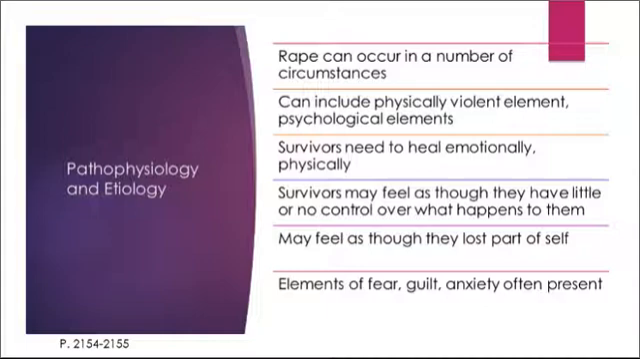Page 2154 to 55, pathophysiology, etiology. Rape can occur in a number of circumstances, can include physically violent elements, psychological. Survivors need to heal emotionally and physically. May feel as though they have little or no control over what happens to them, may feel as though they lost part of themselves. Fear and guilt. 1 in 5 women and 1 in 71 men have reported being raped in their lifetime. 42% of female victims were first raped before the age of 18. 27% of male victims reported being raped before age 11.